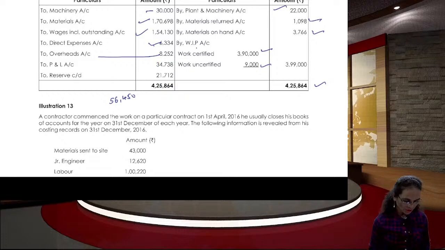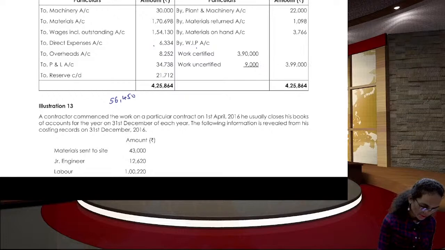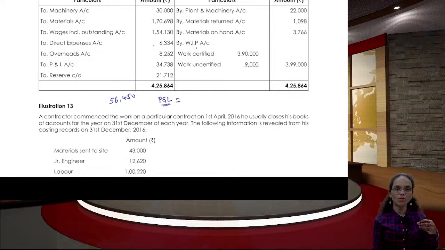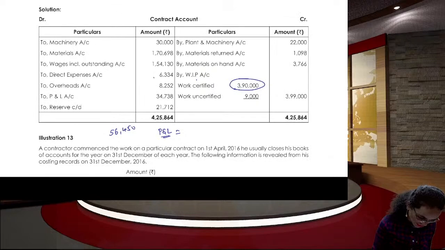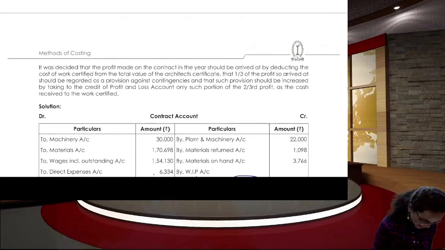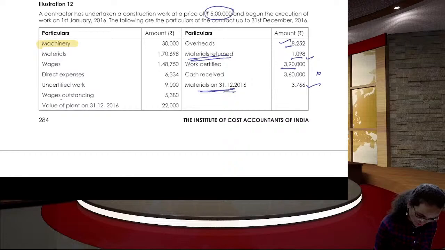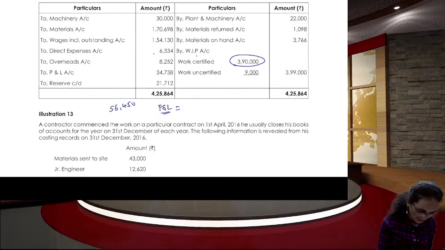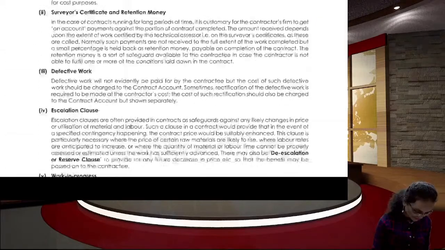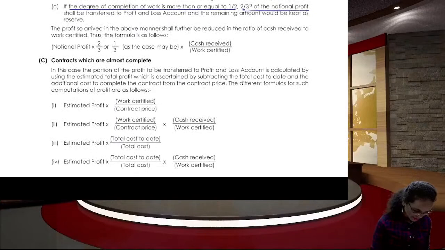See, for this, one thing you need to know here: the amount transferred to the P&L. First you need to check what the work certified is. This is the work certified, and what is the contract price? The contract price is given somewhere, the contract price is 5 lakh rupees. If the contract percentage is, see, I'll show you here only. See, here in the question itself it is given.